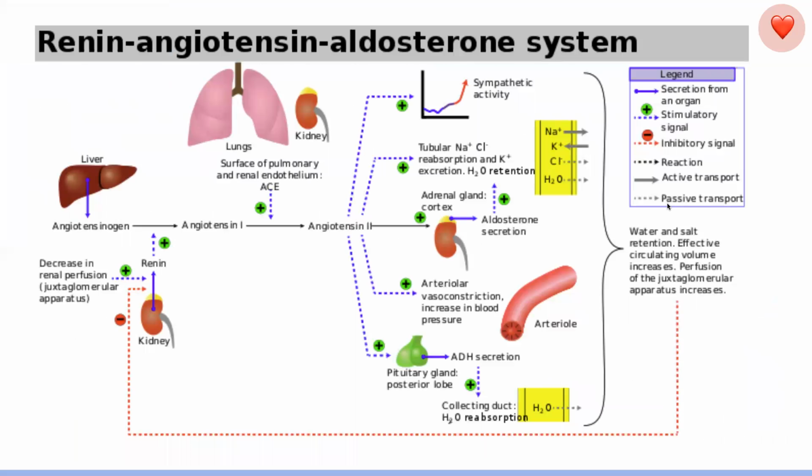For the next drugs, you need a vague understanding of the renin-angiotensin-aldosterone system. So basically, when your blood pressure decreases, your kidneys release renin. This renin turns angiotensinogen to angiotensin 1, which is then converted by angiotensin-converting enzyme, or ACE, to angiotensin 2.